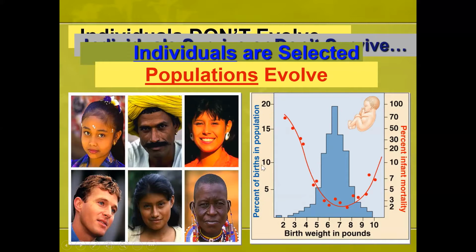Notice we have percent of births in population right here in blue. And then here we have birth weight in pounds. And then we have this red line that shows us our percent infant mortality. And notice it looks like natural selection, the environment, when it comes to humans at least, selects for which birth weight individuals survive really well. And notice it's right around anywhere from 6 to 8, 9 pounds. They have a high survival.